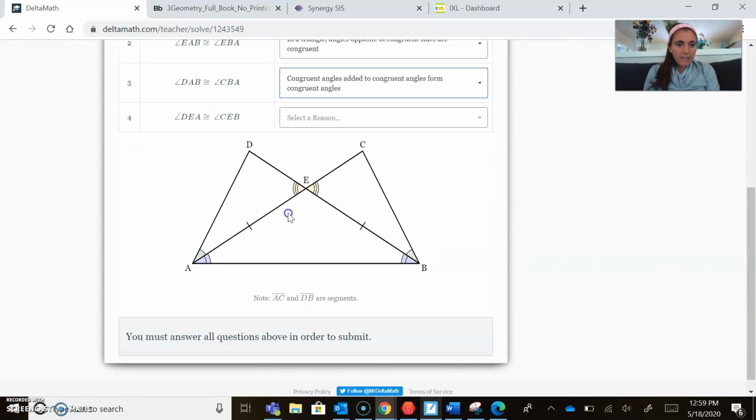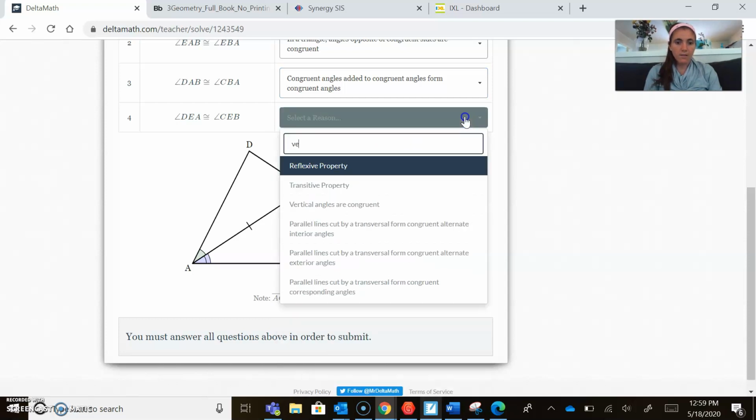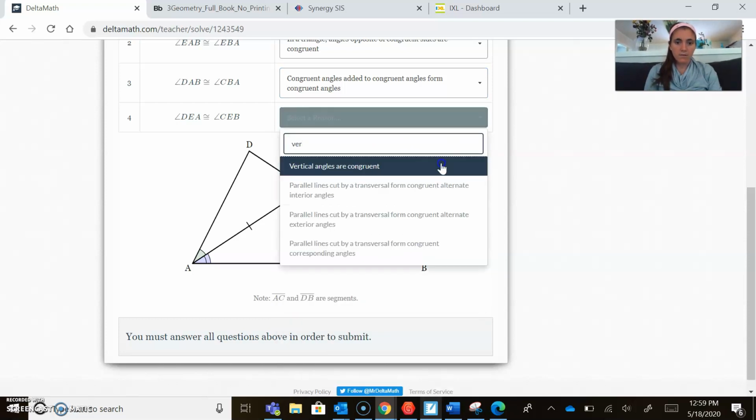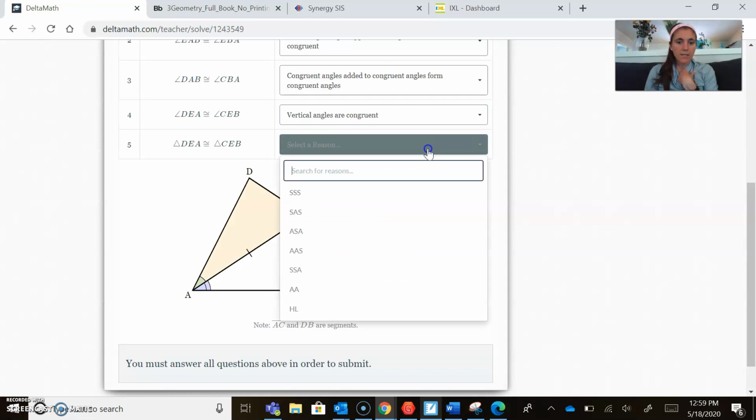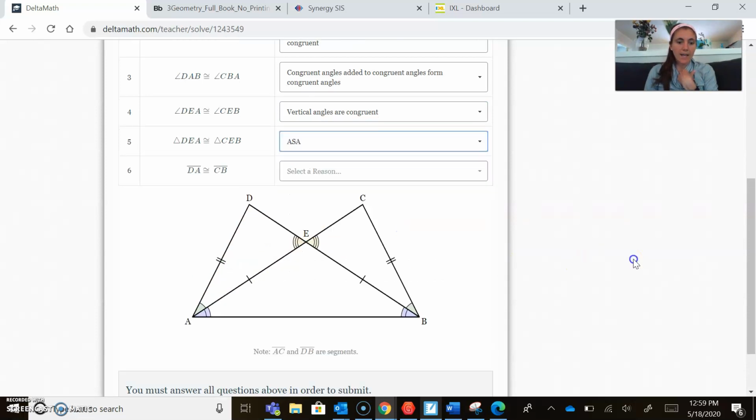Then they want us to say, why is DEA congruent to CEB? Those are vertical angles. So now we can say that DEA is congruent to CEB because, take a look here, we have an angle, a side, and an angle. Angle, side, angle. So we will say angle, side, angle.